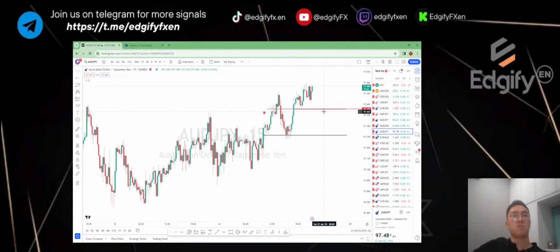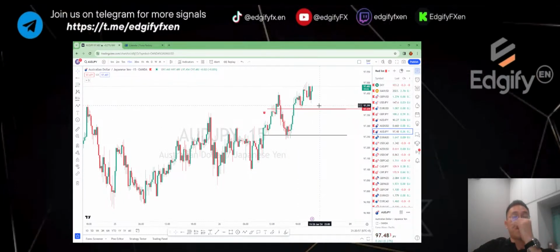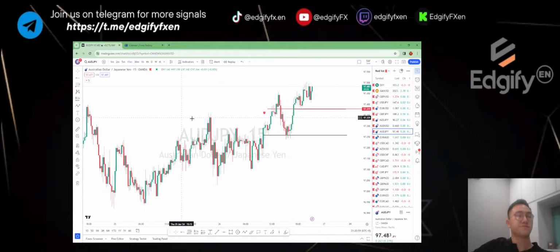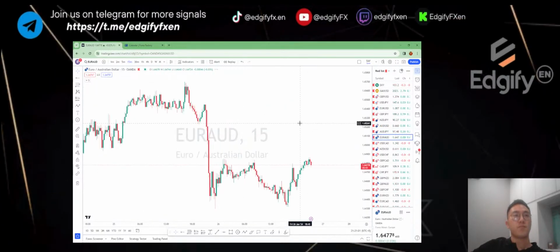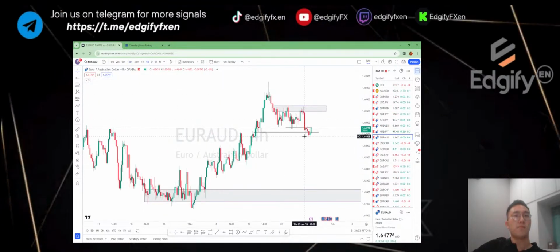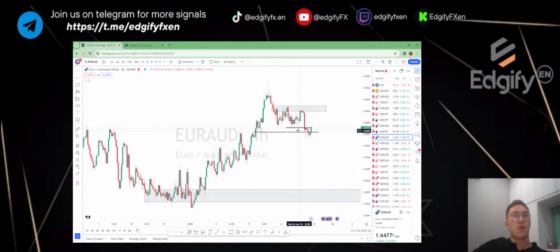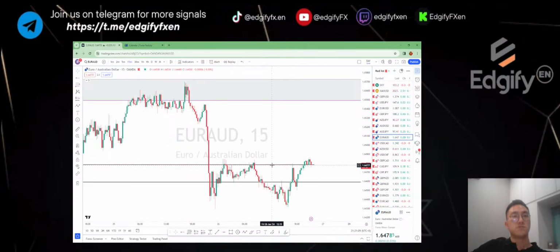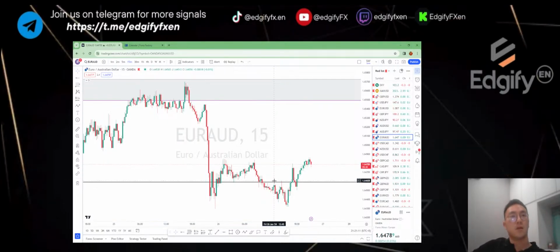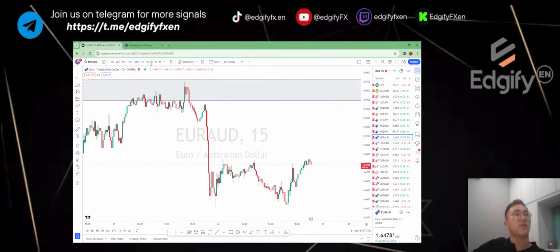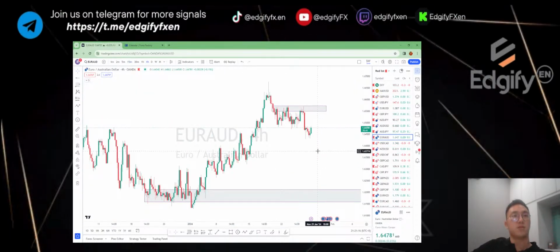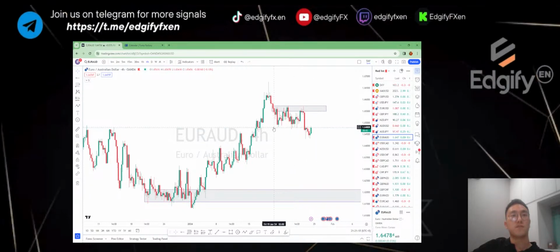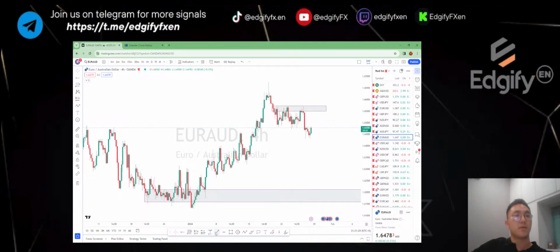So this one is not breaking below yet. If it breaks below, then we can start selling. Okay. We might have a possible entry on Euro AUD, right?